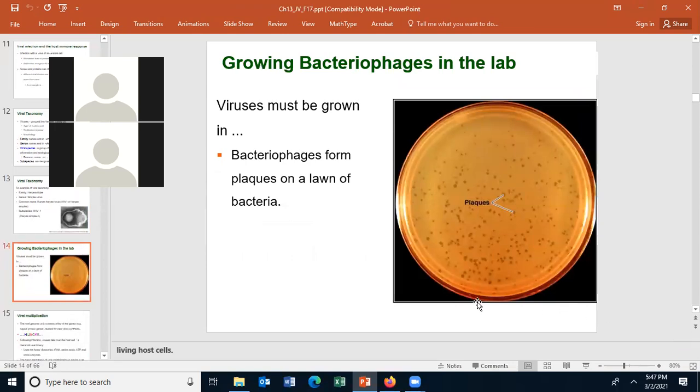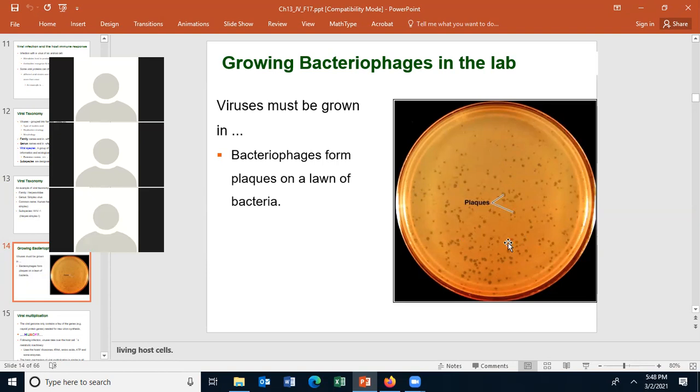Growing bacteriophages in the lab. Remember, bacteriophages are just bacteria viruses, and I've actually grown bacteriophages in the lab in the manner shown here. You have to grow all viruses in a host cell. For bacteriophages, you grow them on a lawn of bacteria. A lawn of bacteria is where you coat the plate so that bacteria grow everywhere on the plate, and that's why it's white everywhere. And then you put on a solution containing the bacteriophage, spread it around the plate, and then incubate the plate.